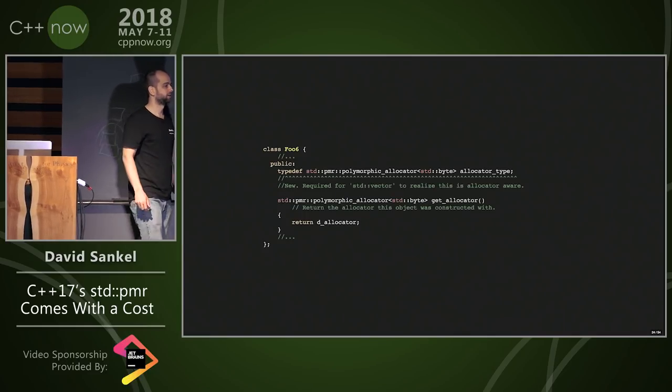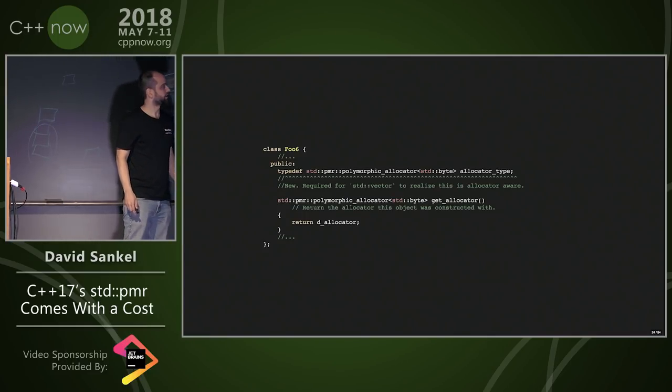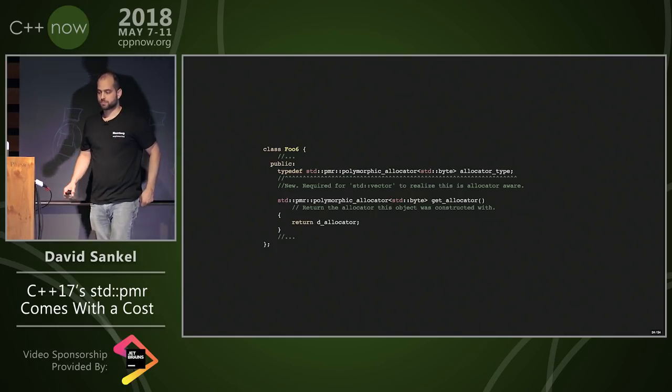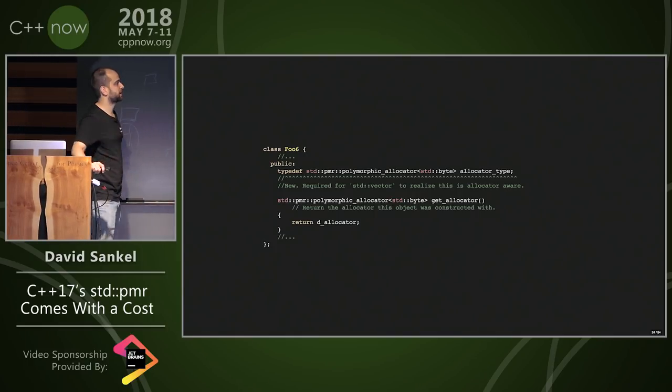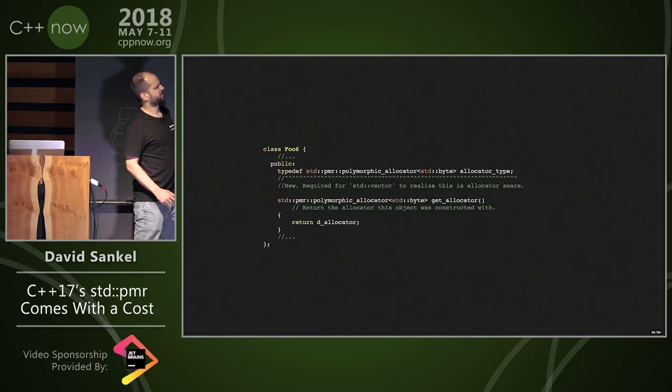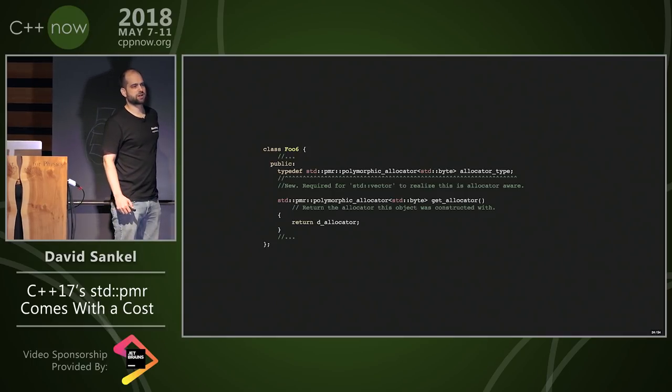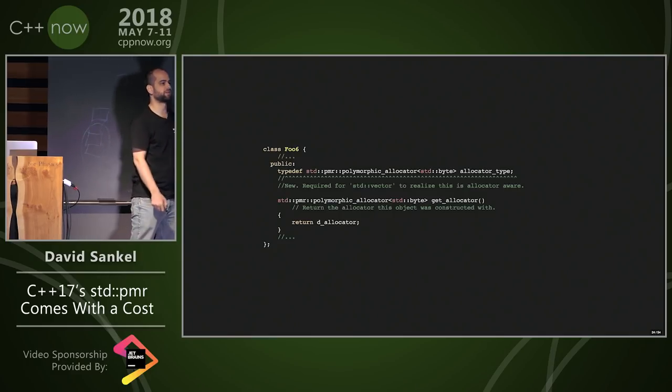Does get_allocator have to return by value? Or can it return a reference? So the question was, does this have to return by value? Let's just say yeah. I mean, we're just talking a pointer. That's all that this thing is. So it's safe to return by value.